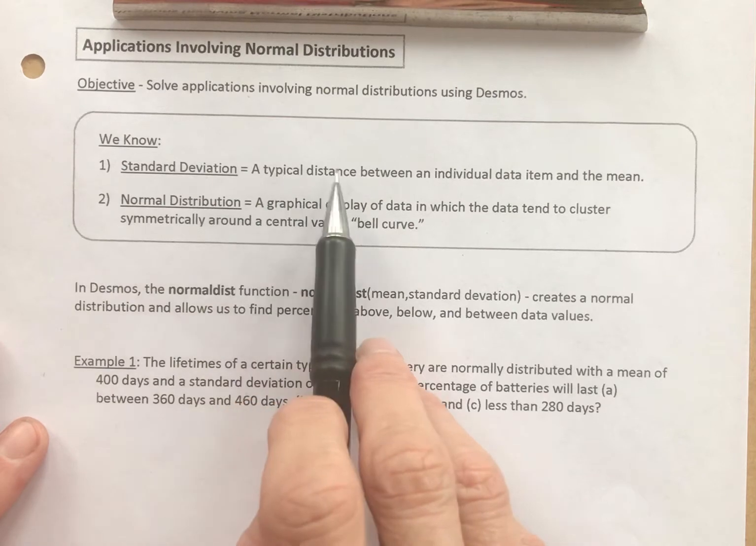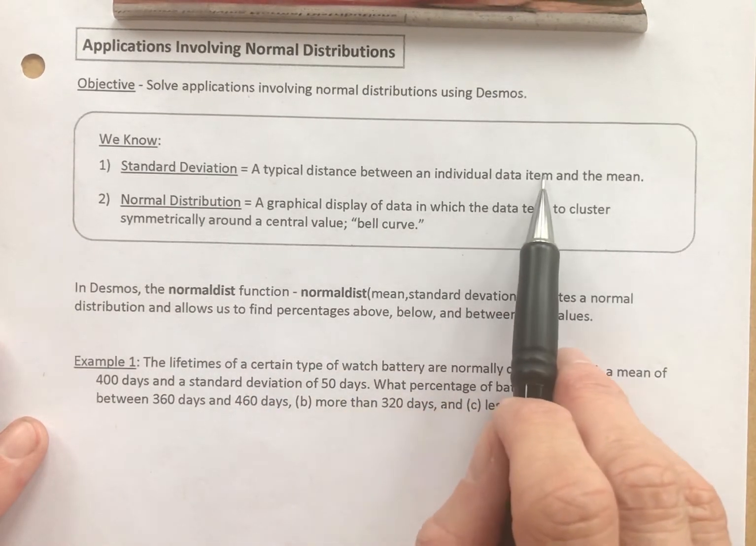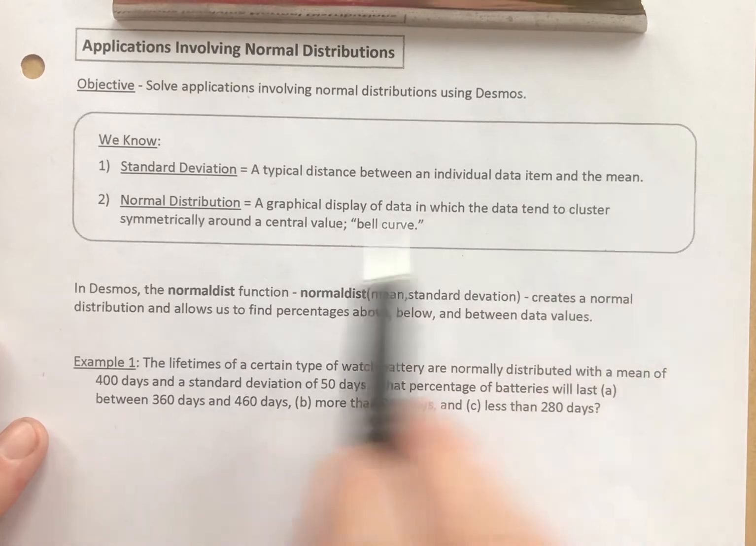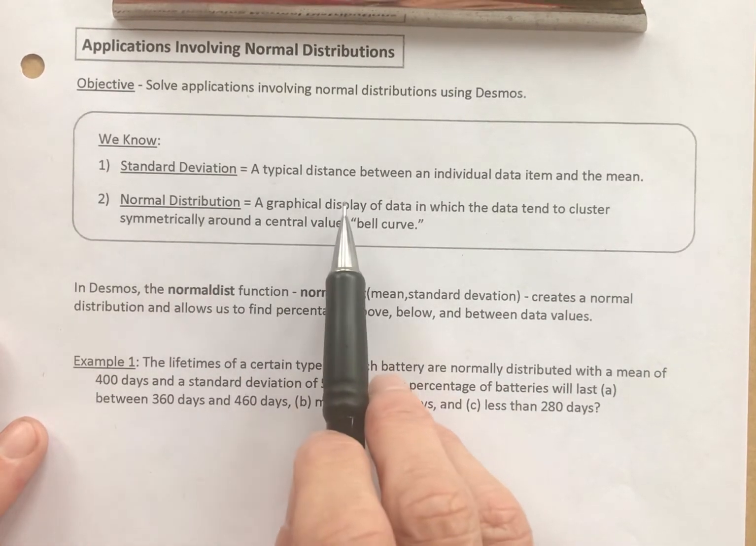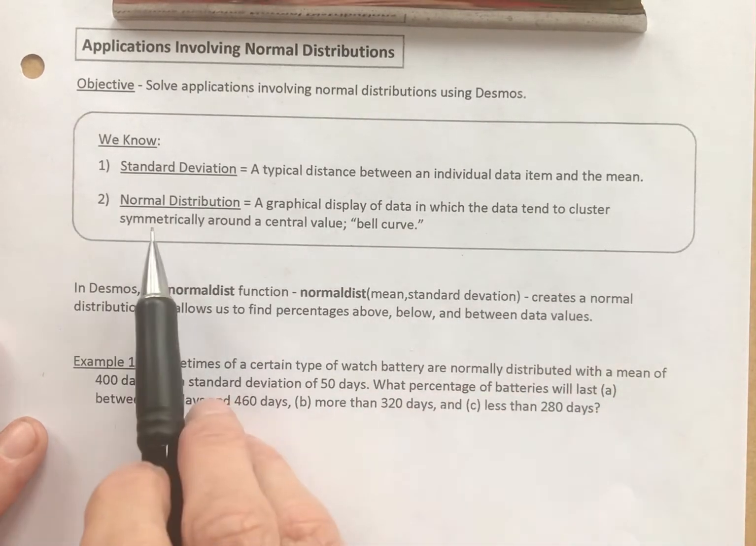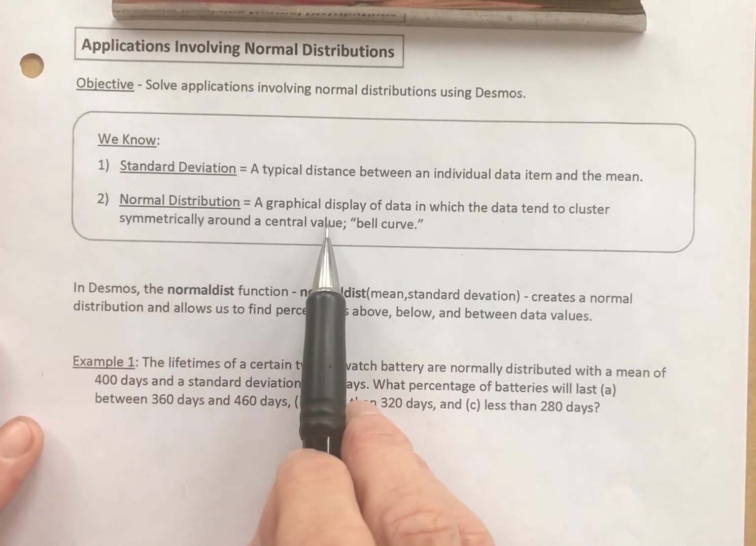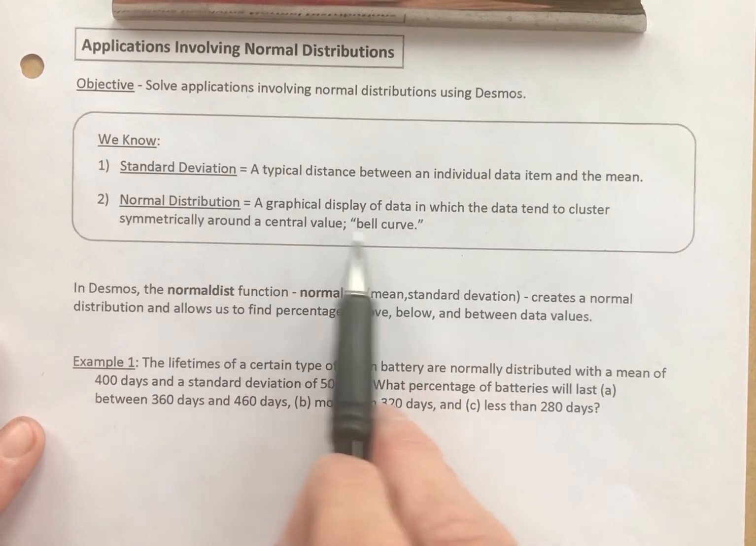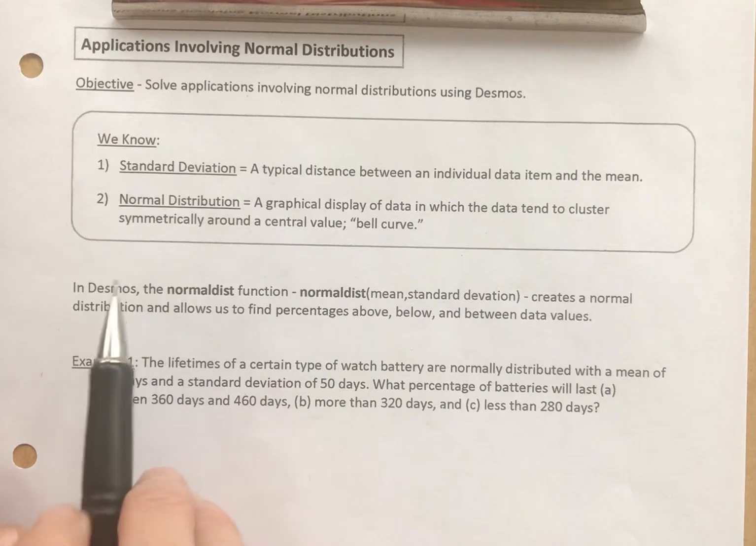It's a typical distance between an individual data item and the mean. And we know what a normal distribution is, a graphical display of data in which the data tend to cluster symmetrically around a central value, which is the mean, and we kind of come up with a bell curve shape. We're going to see this beautifully in Desmos.